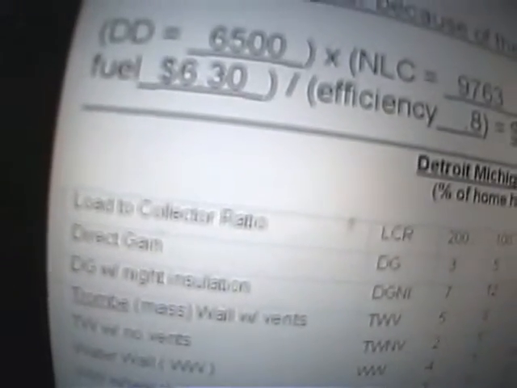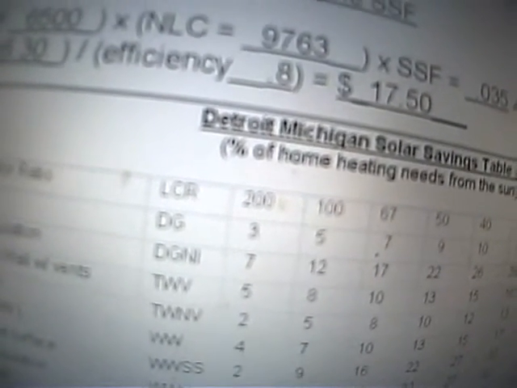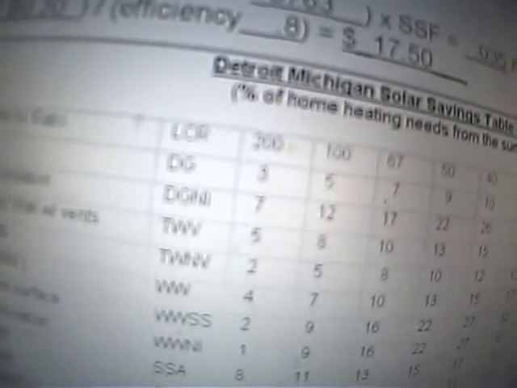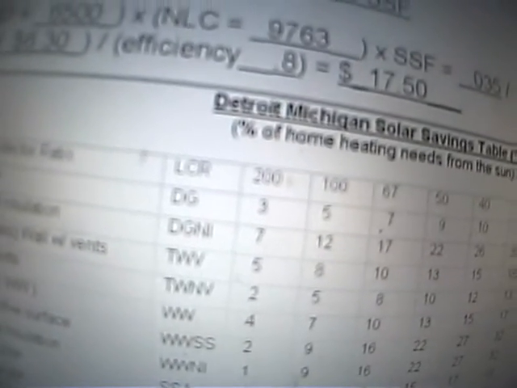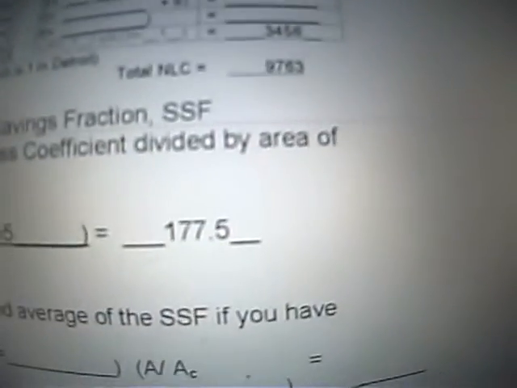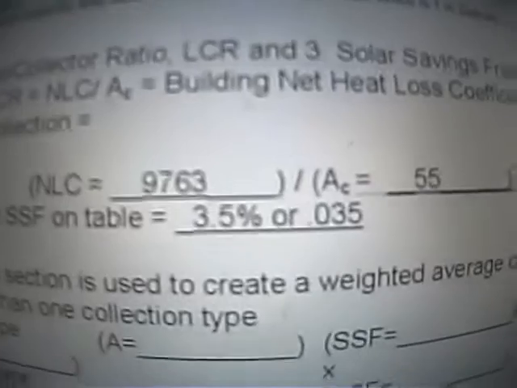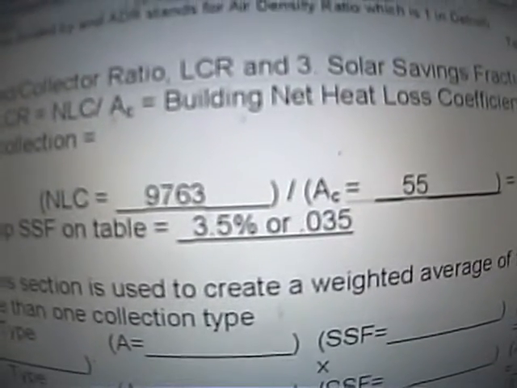If you look where it says load to collector ratio, and you see the top line, it says about 200, just underneath that is a solar savings fraction for direct gain of 3. And that's what the sheet says. It says up above, and we interpolate it a little bit. In other words, we adjust it for it being 177 instead of 200. But the solar savings fraction is 3.5.